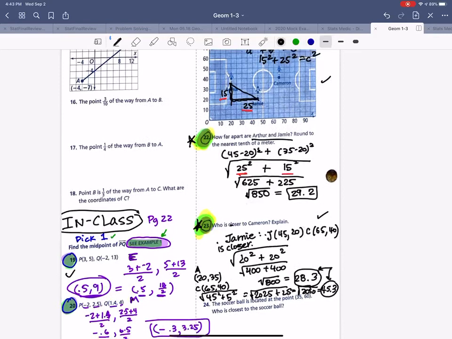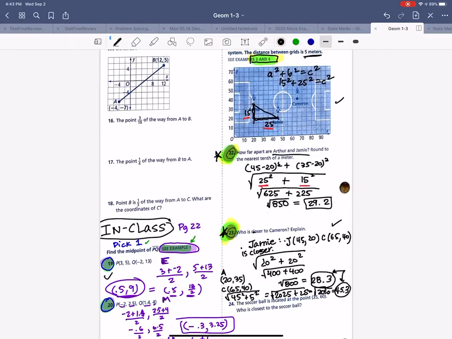So let's take a look at 22 and 23. Most kids got this, some kids were able to do this in class. They practiced. How far apart is Arthur and Jamie? So we have Arthur and Jamie. We have their 2 coordinates, right?